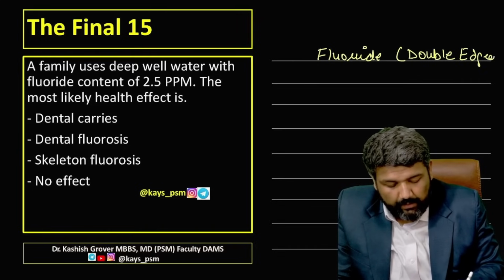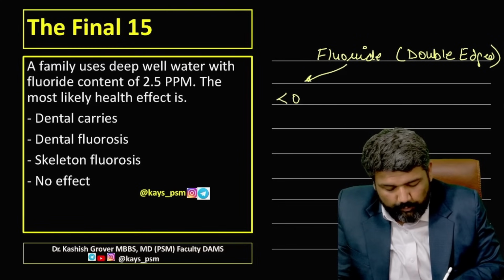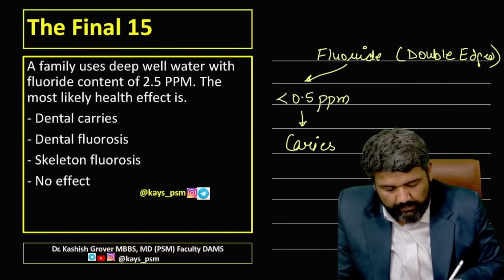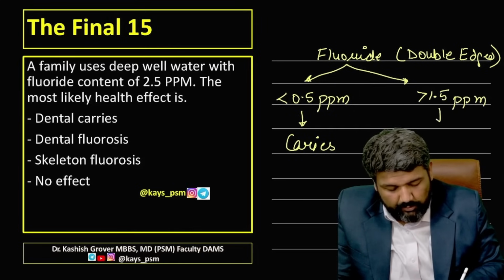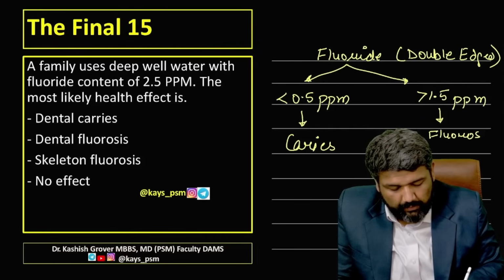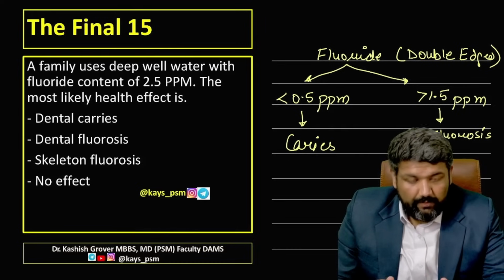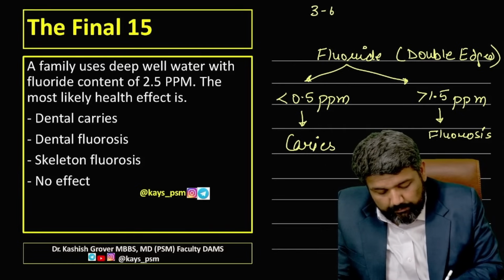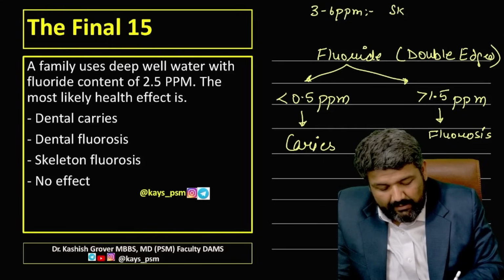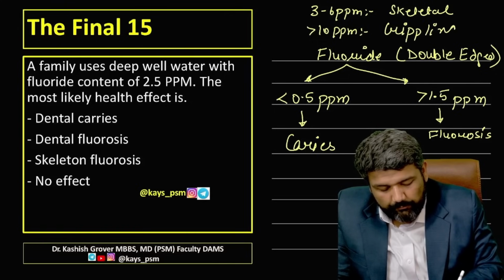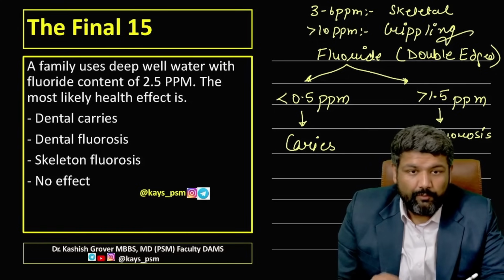That means if fluoride is less than 0.5 ppm, it will cause caries. If fluoride is more than 1.5 ppm, it will cause fluorosis. Now, if it is between 3 to 6 ppm, it will cause skeletal fluorosis. And if it is more than 10 ppm, it will cause crippling fluorosis.